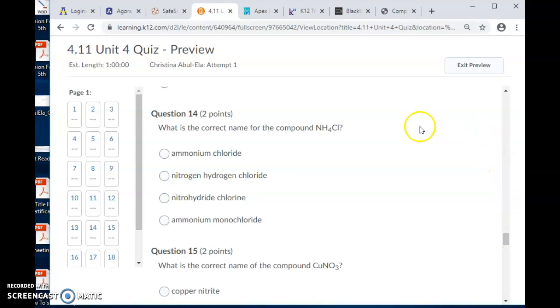Question 14. What is the correct name for the compound NH4Cl? Ammonium chloride, nitrogen-hydrogen chloride, nitrohydride chlorine, ammonium monochloride.